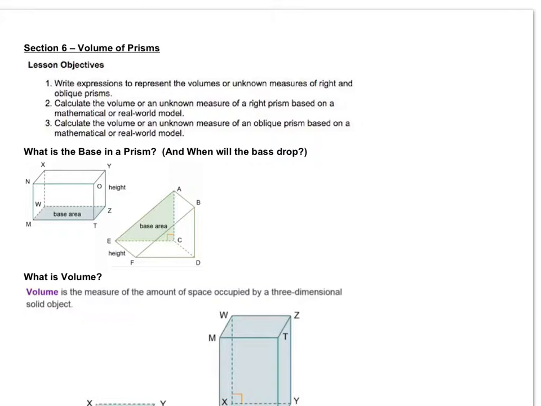So our objective is we want to write expressions to represent volumes or unknown measures of right and oblique prisms. We want to calculate the volume or an unknown measure of a right prism based on a mathematical or real-world model. And we want to be able to do the same thing for an oblique prism.